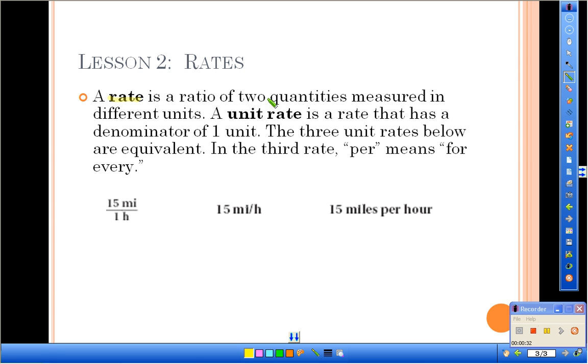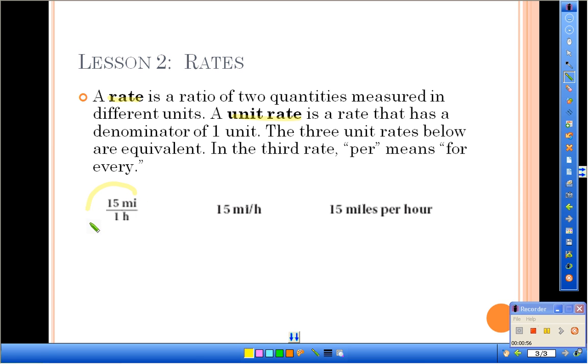A rate is simply a ratio of two quantities that are measured in different units. A special kind of rate that we're going to talk a lot about during this unit is called a unit rate. A unit rate is a rate that has a denominator of 1 unit. Below are some examples of unit rates. These are the three different ways you could write them.